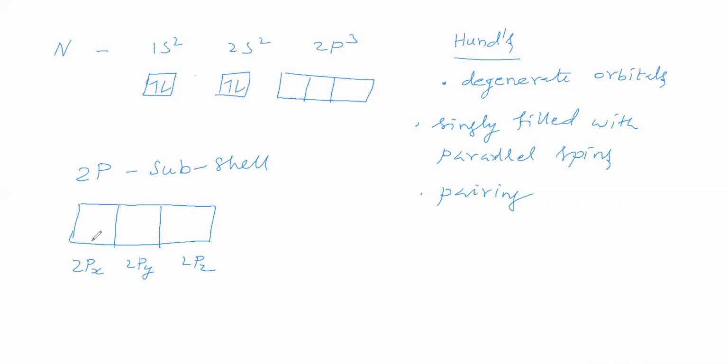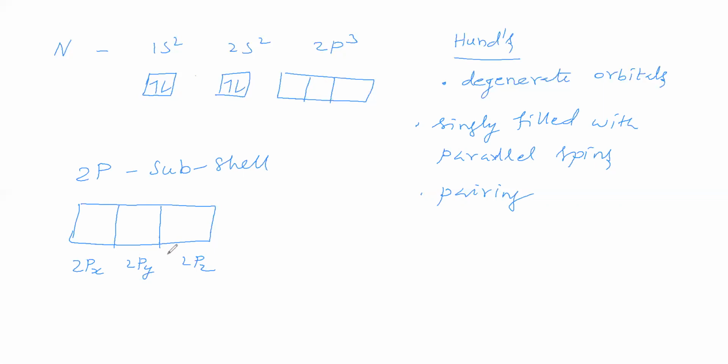You can write this as 2px, or if you want to write this as 2py, you can write it. There is no rule at all. You write this as 2py, this you write as 2px, this you write as 2pz. Otherwise, you write this as 2pz, this is 2px, this is 2py. Like this, any manner we can write.